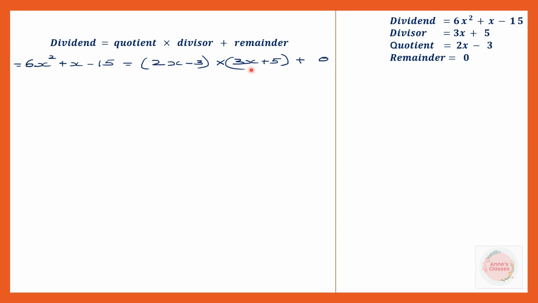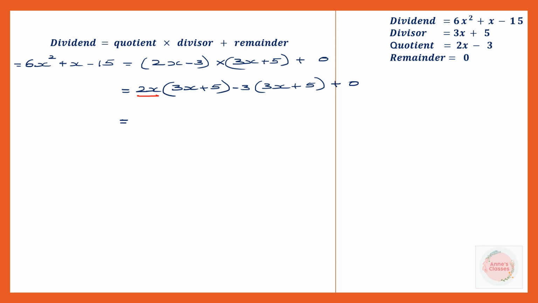Let's first do this multiplication. So we take 2x and multiply it with each term here. So let's do that. So that will be 2x into the other binomial, that is 3x plus 5. Then we take the next term here, that is minus 3 into 3x plus 5, that is quotient into divisor, plus remainder is 0. So let's do this multiplication.